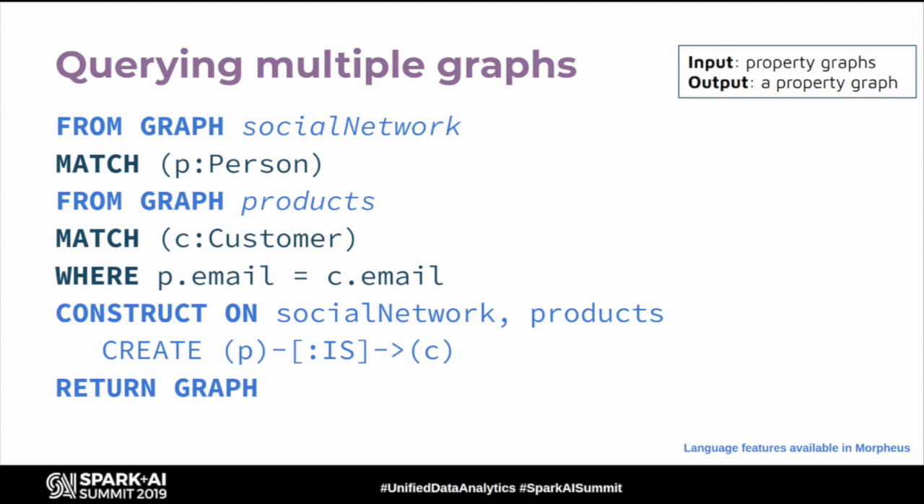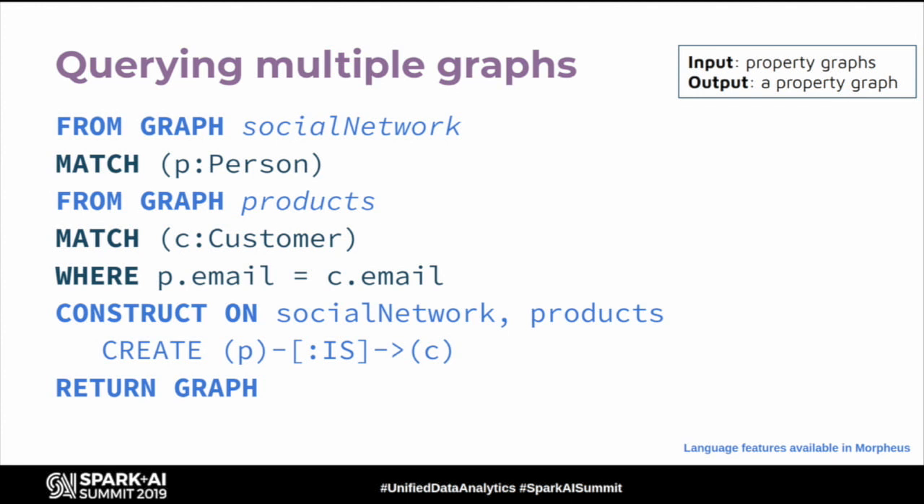Then we switch the context to another graph, which is called products. It could be a graph that represents your ERP system, your customer database, where we match all the customers, and we do a value join on the email address, for example, or some other identifying attribute. So we link the persons from one graph with the customers from another graph and assume that if they have the same email address, it's the same person.